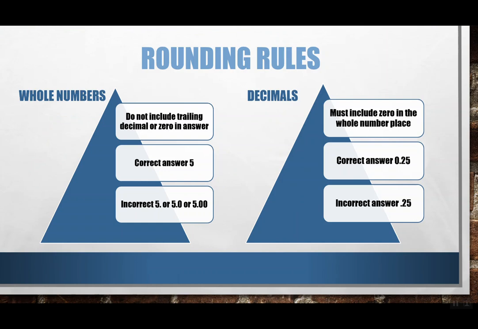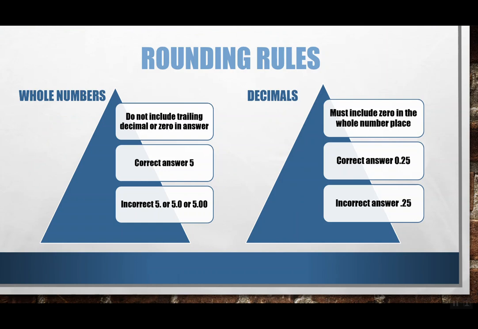With whole numbers, do not include trailing decimals or zeros in an answer. So if the answer is 10 milligrams, the answer is not 10.0 milligrams. And in this one it says 5 is correct, and 5.0 or 5.00 is incorrect. The answer would be 5.